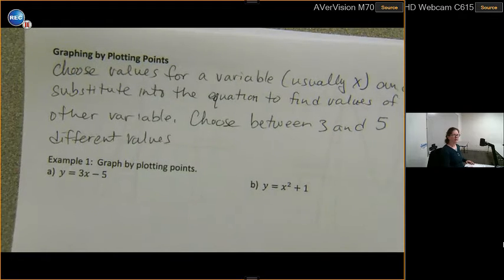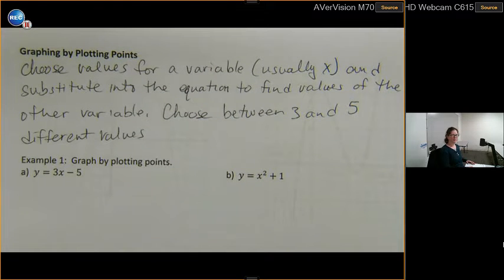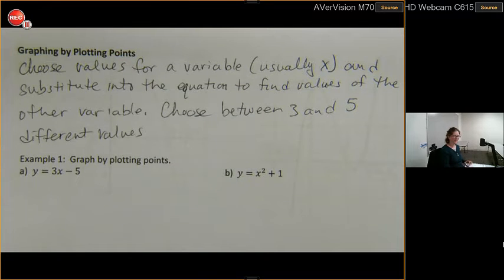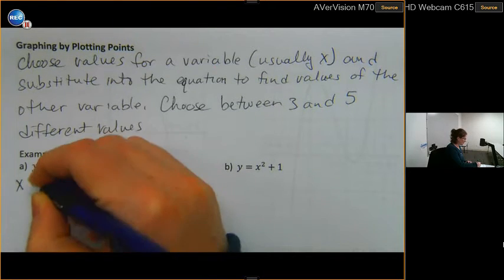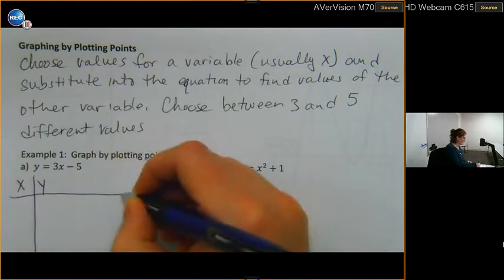When we go to graph by plotting points, we're going to choose values for the variable, usually we choose for x, and substitute into the equation. We're going to solve and find values for the other variable, usually the y. We're going to choose between 3 and 5 different values. So I'm going to be choosing 5 just for starters. So I'm going to organize my information with a table.